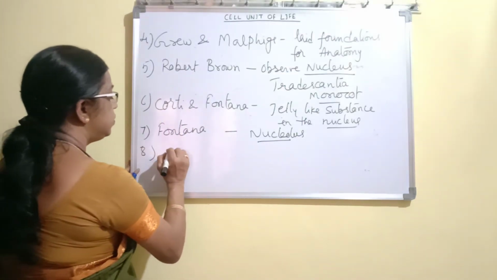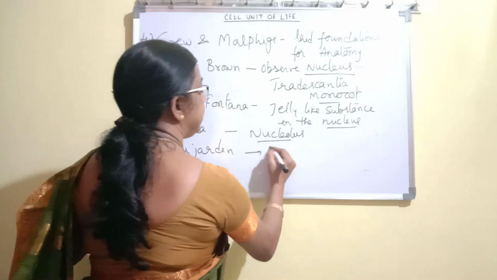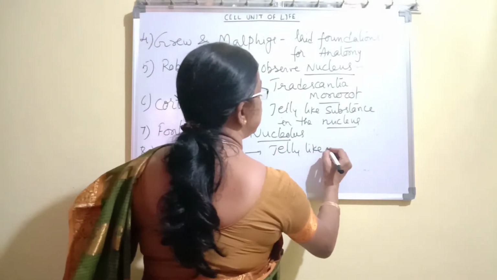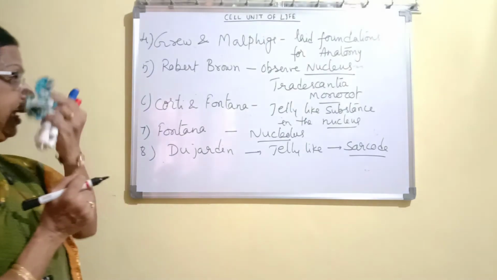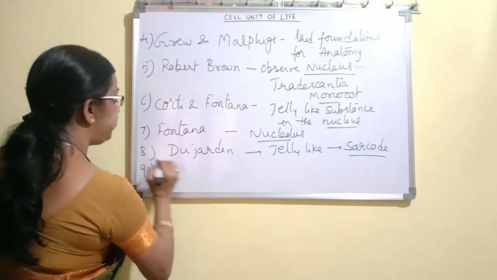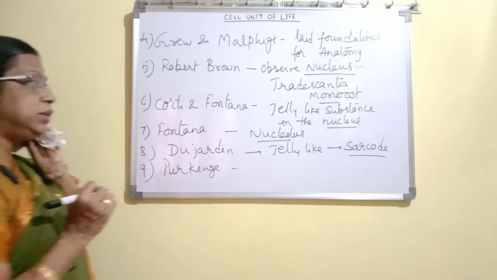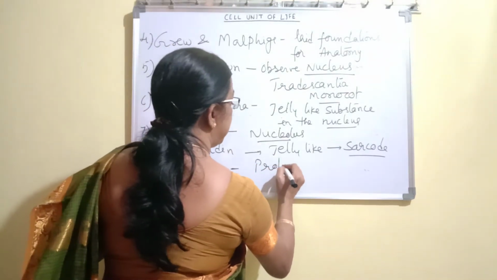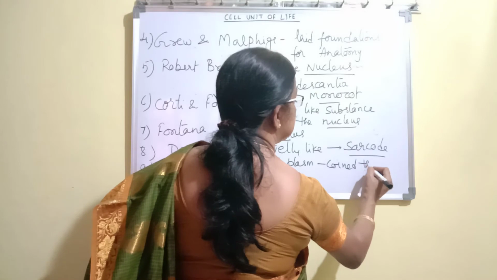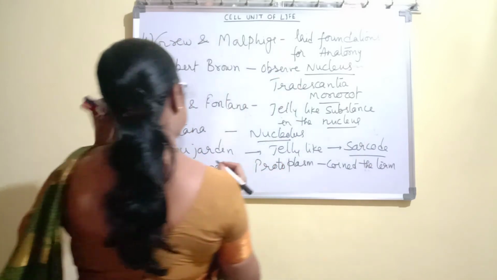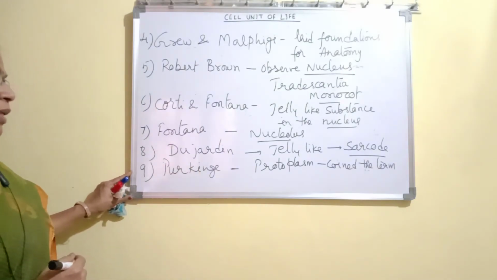The next scientist, Dujardin, observed a jelly-like substance in the cell, which he called sarcode. And later, the scientist Purkinje called this sarcode protoplasm. He coined the term protoplasm. So, it was given by Purkinje, who coined the term protoplasm.